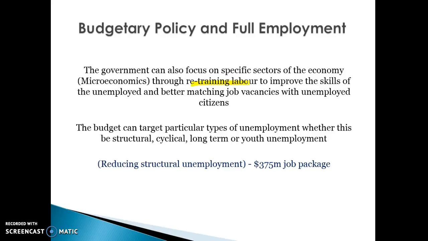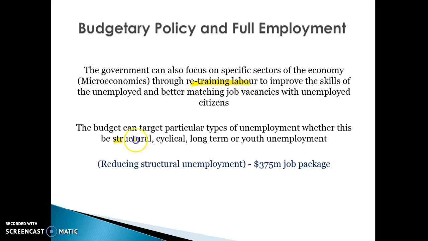They can give subsidies to businesses to hire certain people. They can put money into internship programs to get people with a lack of skills into the workforce. So one of the real strengths of budgetary policy is it can target specific sectors of the economy to try and boost the demand for labour. It can also target particular types of unemployment.